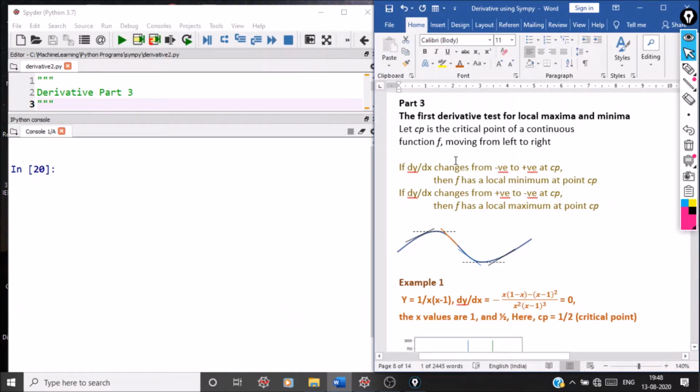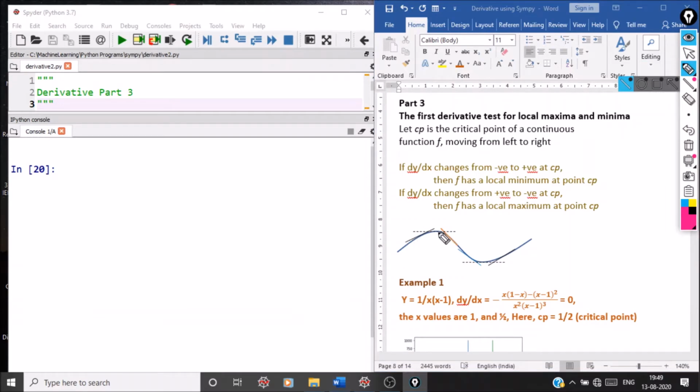In this video, we'll discuss the first derivative test for local maxima and minima. Let Cp be the critical point of a continuous function f. Moving from left to right, if dy/dx changes from negative to positive at Cp, then f has a local minimum at point Cp, and if dy/dx changes from positive to negative at point Cp, then f has a local maximum at point Cp.